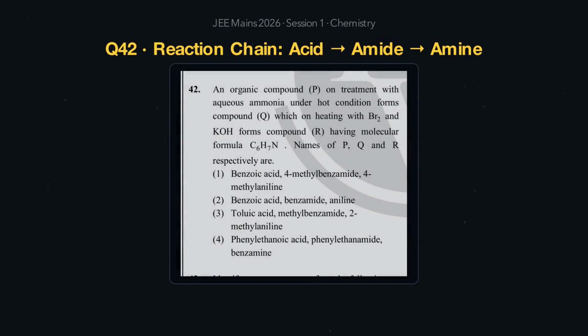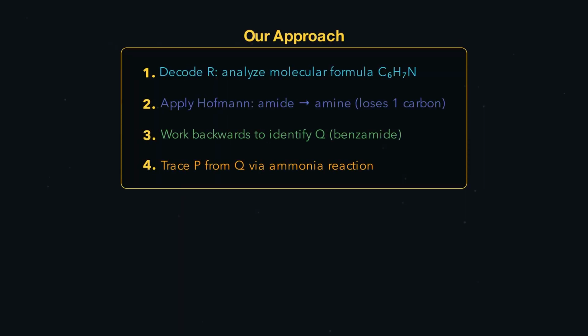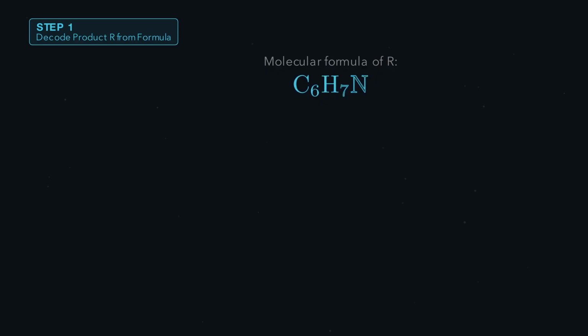The molecular formula of R, C6H7N, is your master key here. That one formula lets you solve the entire chain backwards. Here's our approach. First, we'll decode compound R by analyzing C6H7N. Then we'll use the Hofmann-bromamide rearrangement to figure out what amide Q must be. Next, we'll confirm Q from its structure. We'll trace P from the ammonia reaction. The formula drives everything. Let's decode R.